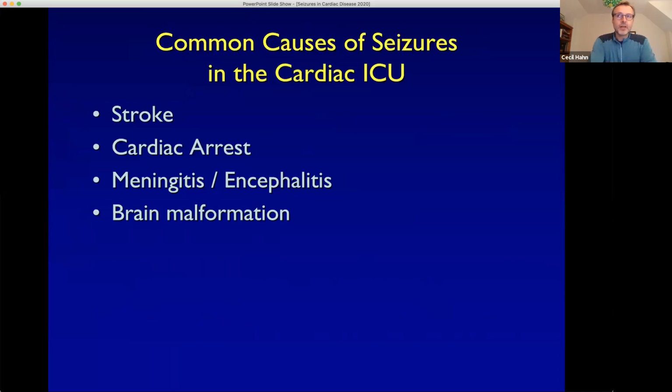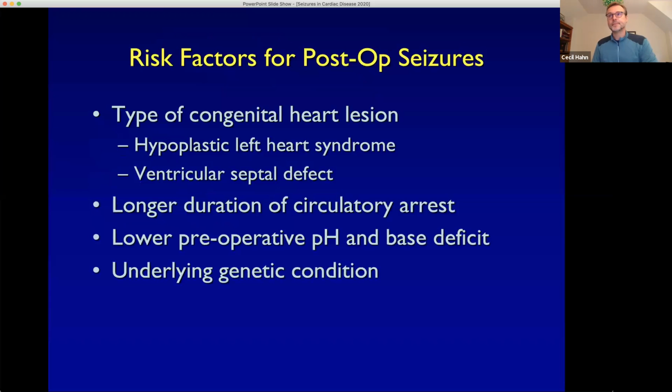Here are the most common causes of seizures in the cardiac ICU. Stroke, so ischemic brain injury, usually due to embolic causes, for example, a clot in the heart, a thrombus that travels to the brain. Cardiac arrest, causing brain injury and seizures as a secondary response to brain injury, anoxic brain injury. Meningitis or encephalitis sometimes occurs even in the cardiac side of the ICU. And brain malformations. So some children with heart malformations also have brain malformations.